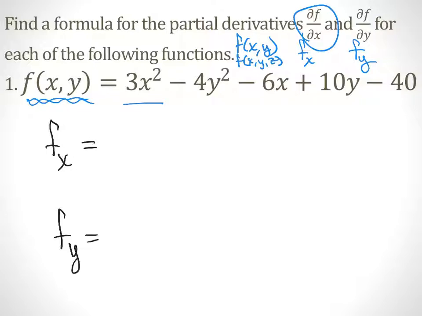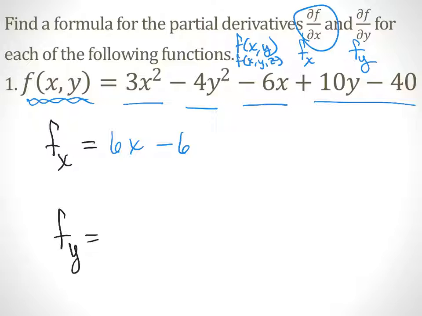This first term has an x in it. Its derivative with respect to x gives us 6x. The second term does not have an x. Its derivative is 0 with respect to x. The next term, minus 6x, derivative is minus 6. And these last two guys, no x's in them. That means they're constants. Derivatives of constants are 0, so we're done.